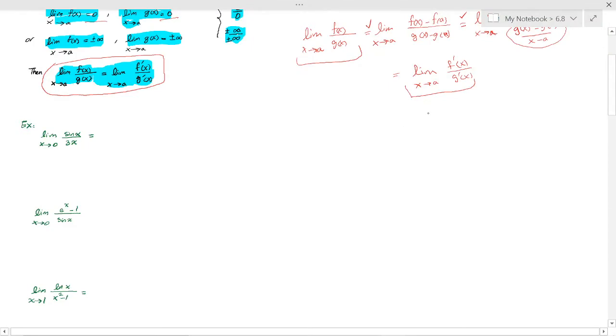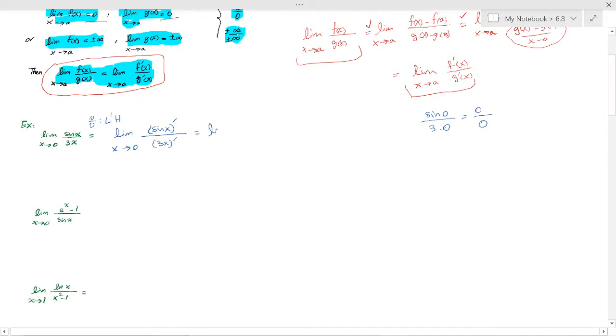Okay, so if we replace 0, what we get is sine 0 divided by 3 times 0, which means 0 divided by 0. That means we are dealing with the indeterminate form 0 over 0, which means in this case I can apply L'Hopital's rule, L'H. I'm using this L'H just to mention that we're applying L'Hopital's rule, which means you can say the derivative of the numerator, sine x, divided by the derivative of the denominator, 3x, as x approaches 0. That's it. That's L'Hopital's rule.